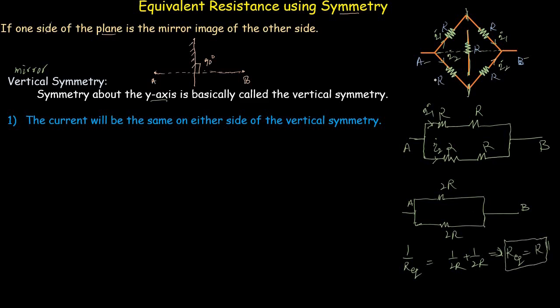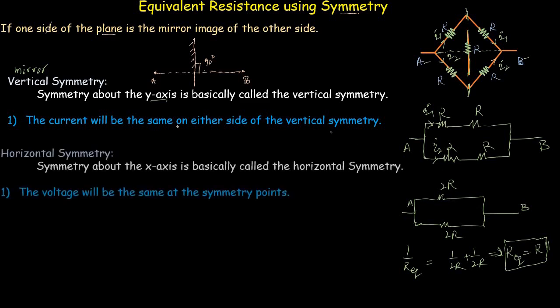So the equivalent resistance between these two points A and B is R. Now let's move towards another point, which is the horizontal symmetry. So basically, what is a horizontal symmetry? As the name suggests, the symmetry about the x-axis is called the horizontal symmetry.